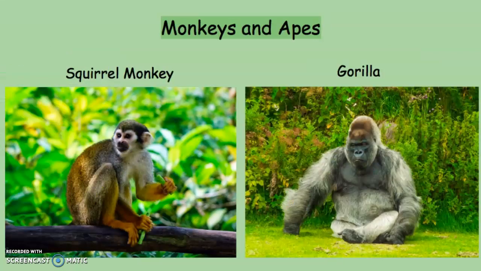Our next slide is going to talk about some of the monkeys and apes that live in the rainforest, which are the squirrel monkey and gorilla. The squirrel monkey is about the size of a pet cat and is named after a squirrel because it hangs around trees most of the time, just like a squirrel does. A gorilla is much bigger than a squirrel monkey and actually weighs way more than us humans do.